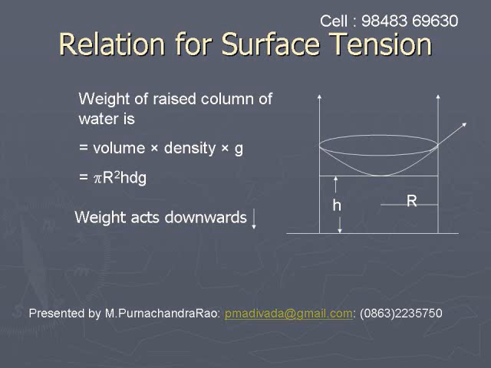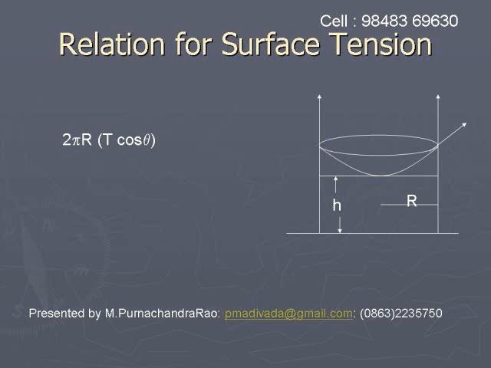They are balanced. The force due to surface tension, 2 pi r into T cos theta, acts in the upward direction, and the weight, pi r square h dg, acts in the downward direction. When the surface of the liquid in the capillary tube is at rest, it is in equilibrium under the action of these two forces. So, their magnitudes are equal.